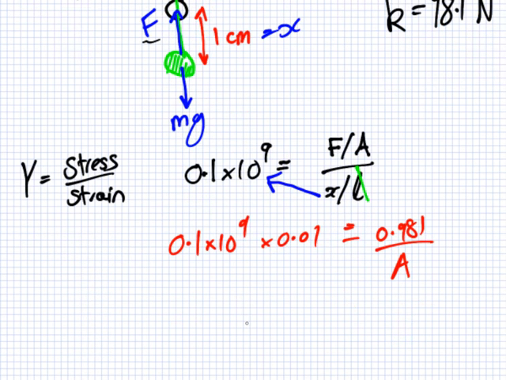Okay, so we have our answer for the first question: 9.81 times 10 to the minus 7 meters squared.